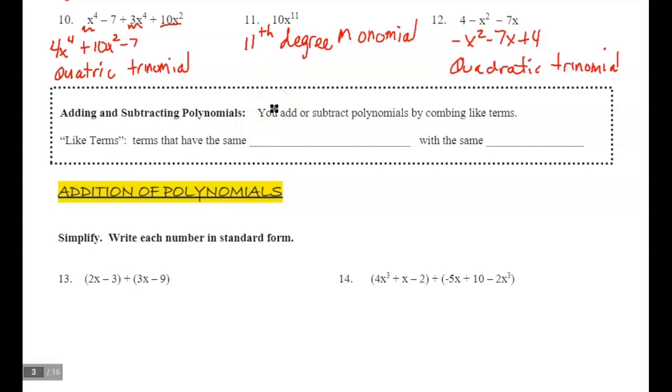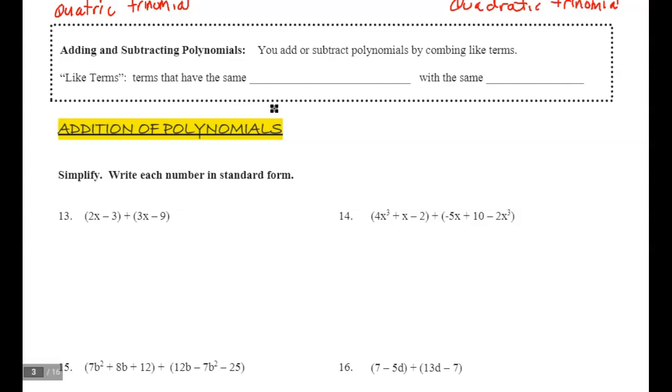We're moving on to adding and subtracting polynomials. So you are on the bottom of page 3, which we did some of yesterday. You'll finish it up today. It says that you add or subtract polynomials by combining like terms. Like terms have the same variables with the same exponents.